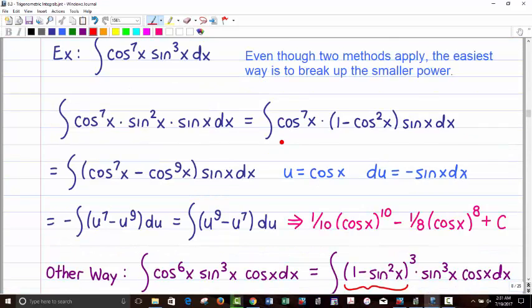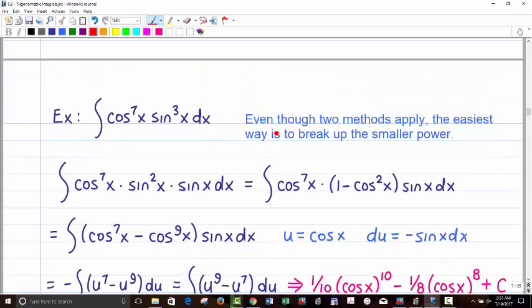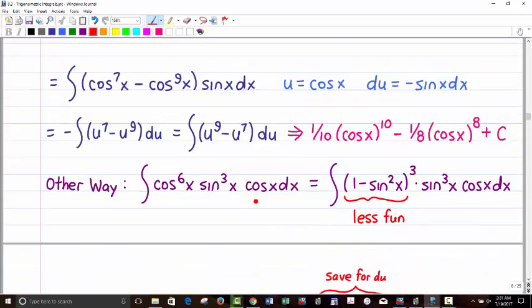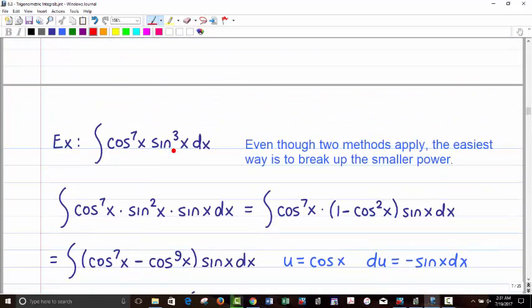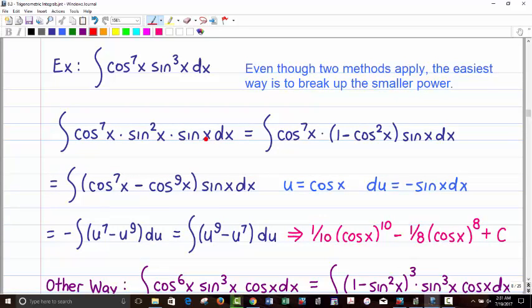Now we'll take a quick peek at this one. Okay, they both apply, but what I'm saying here is it's easier if you break up the smaller power, and you'll see why in a minute. I generally wouldn't put this kind of problem on a test, but I like to show this to you anyway. So I'm breaking away the sine here and converting to cosines. I take away a sine, which leaves a sine squared. So we make the sine squared be 1 minus cos squared.